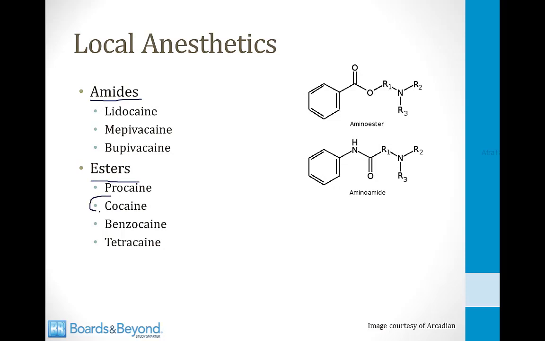And you may know that cocaine has effects on the autonomic nervous system that are separate from its effects as a local anesthetic. It has both properties. It can modify sympathetic nervous system activity. It can also provide local anesthesia.